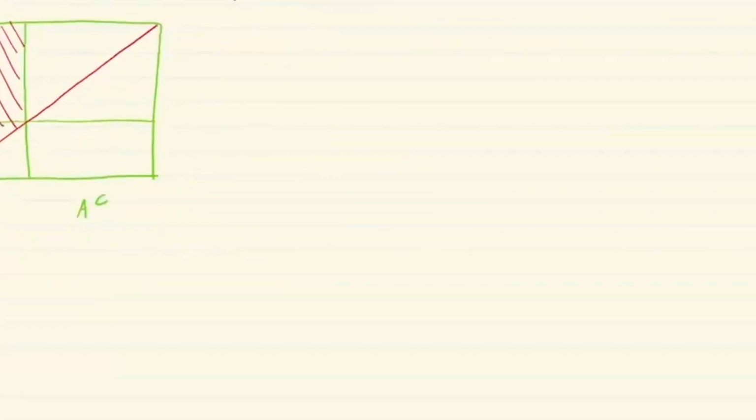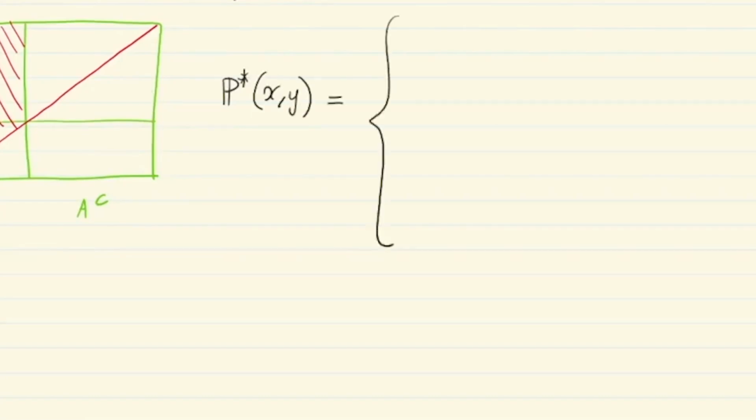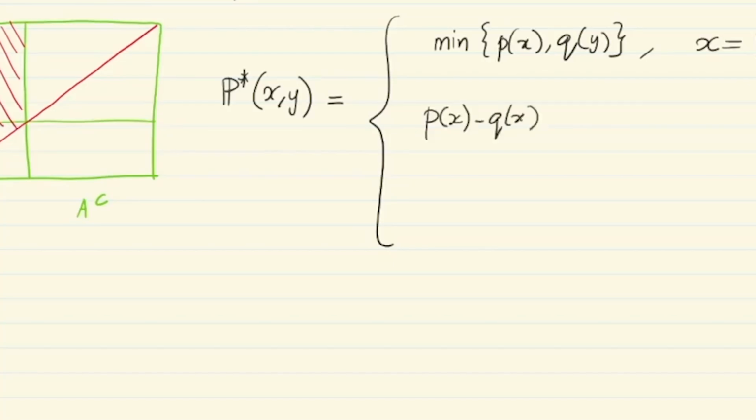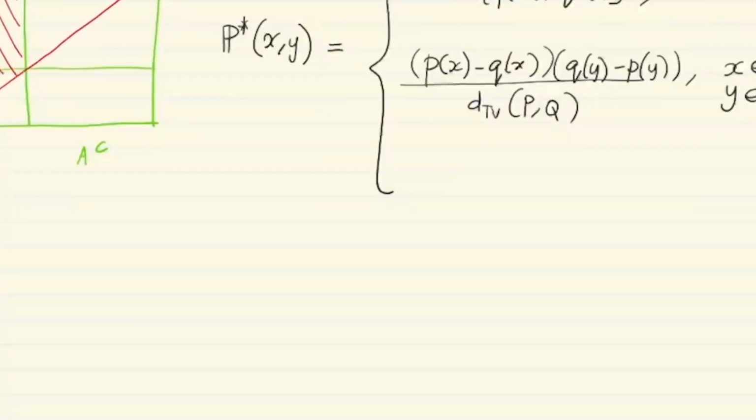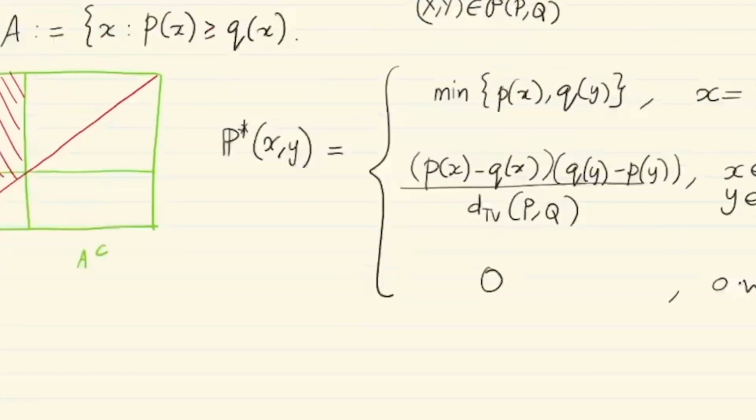So just to put it down formally, this coupling we called P*(x,y), which is defined to be min(p(x), q(x)) if x equals y. It was defined to be (p(x) − q(x)) times (q(y) − p(y)) divided by D_TV, the total variation distance between P and Q, in the northwest quadrant, on x belonging to A and y not belonging to A, and 0 otherwise. So that was exactly this coupling which put mass exactly on the diagonal and the remaining mass on the northwest corner.